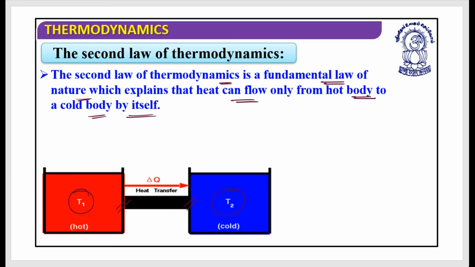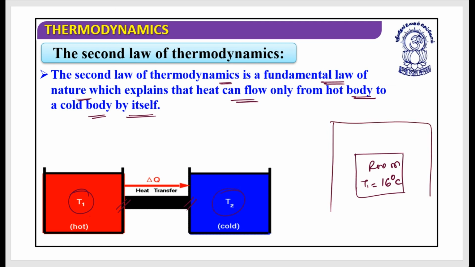This doesn't need any explanation. Let's suppose we have a certain room, and we have kept the air conditioner of this room on. Let's suppose the air conditioner has been set at, let's say, 16 degrees Celsius, and this room is chilled at 16 degrees Celsius due to the air conditioner. And let's suppose there is a surrounding at 35 degrees Celsius. It is just the beginning of the summer.